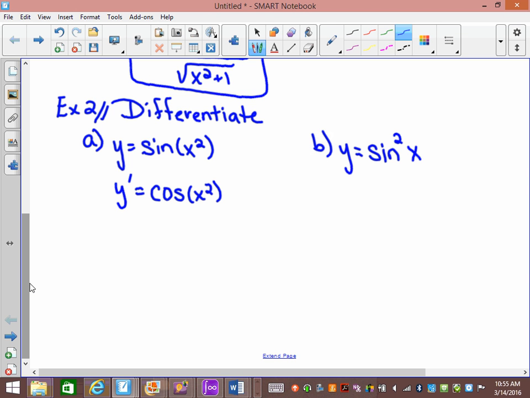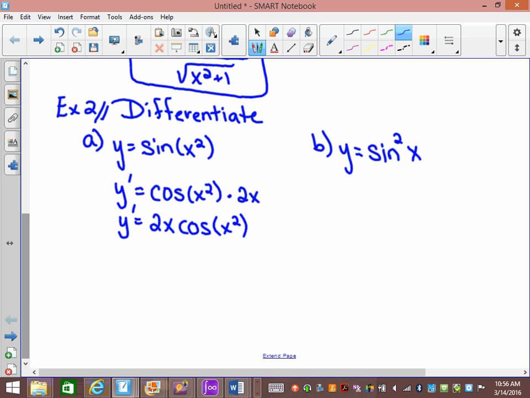The x squared. So just like the bracket before, we had to times it by the derivative of what was inside the brackets. Same thing here. What's the derivative of x squared? 2x. And then we just write it at the front. So it's 2x cos x squared.